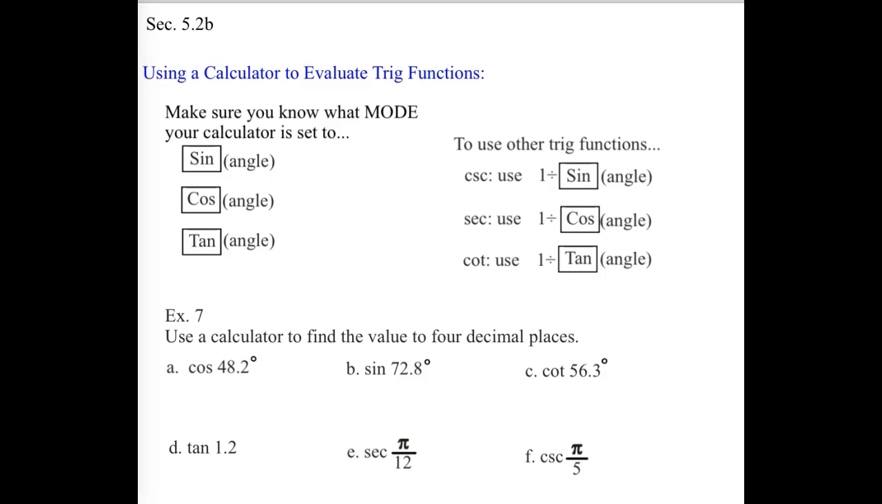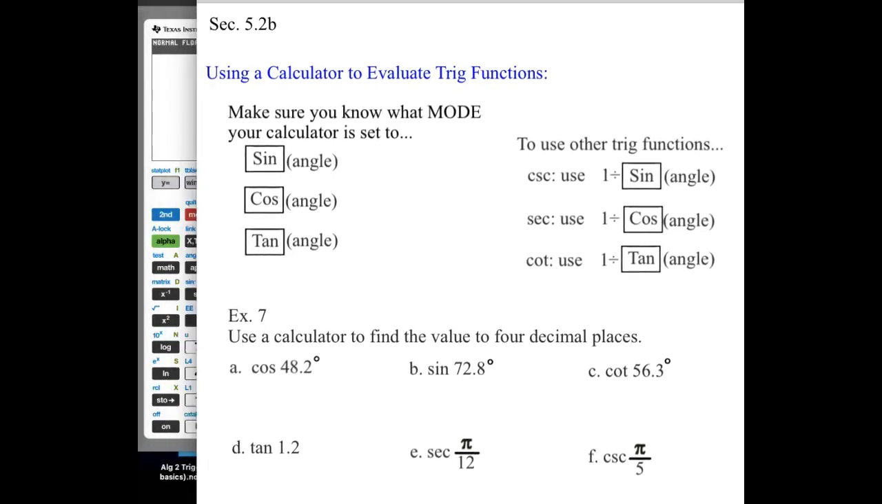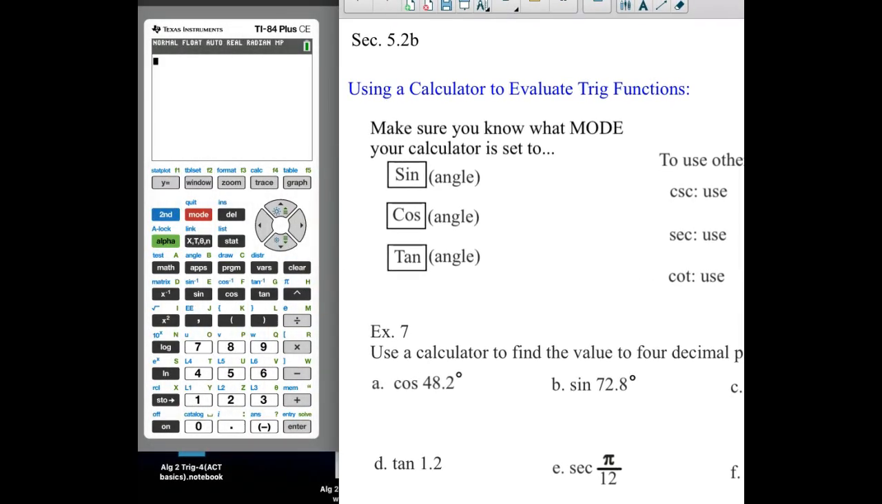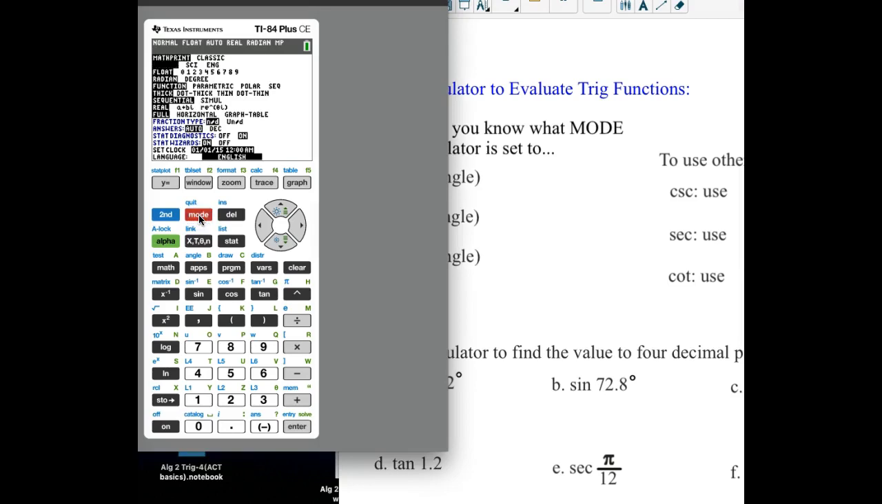We need to make sure we know what mode our calculator is in. So hit your mode key. And if you scroll down a couple lines here, do you see where it says radian and degree? By default, your calculator goes to radian measure. So if you ever reset it, it's going to reset it back into that radian measure. So anytime you are using your sine, cosine, tangent keys, make sure you check what mode you're in first.